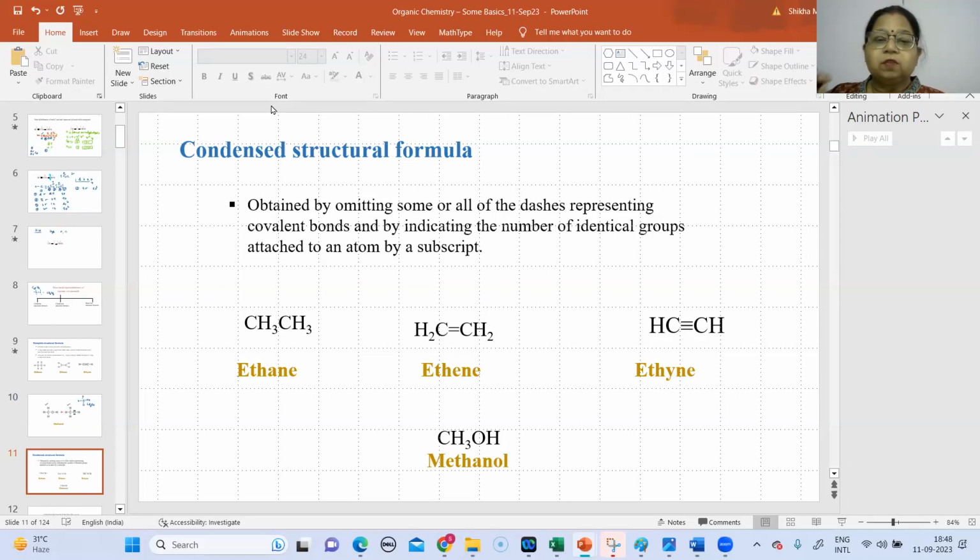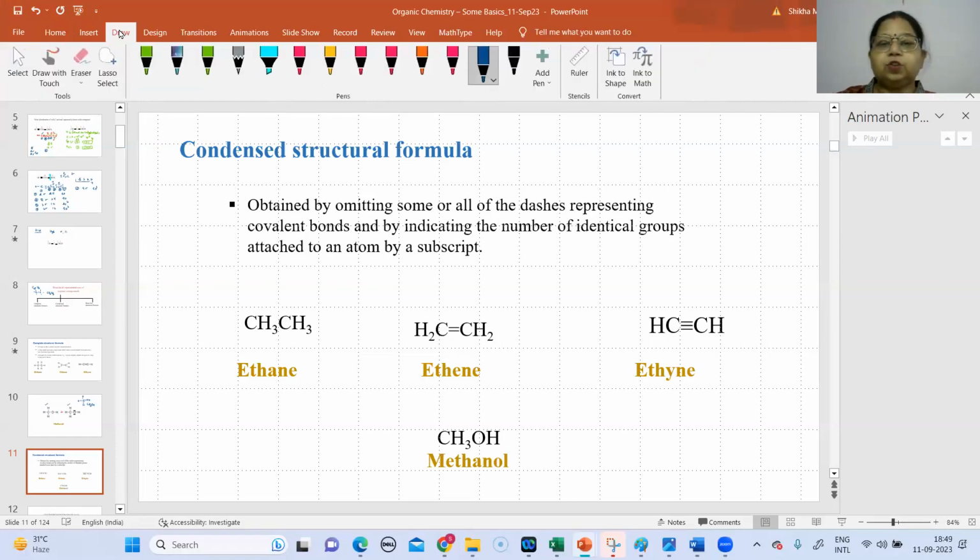Okay, moving quickly to the next category. In this, it is obtained by omitting some or all of the dashes. Dashes means these single bonds, or the double bond or the triple bond. So they are obtained by omitting some or all of the dashes representing covalent bonds, by indicating the number of identical groups attached to an atom in the substrate, right? As you can see, in the complete structural formula, if somebody asked me to draw it for ethane, what I should be doing? I should be writing it like this. CH3, CH3. At all six places, I have to write hydrogen.